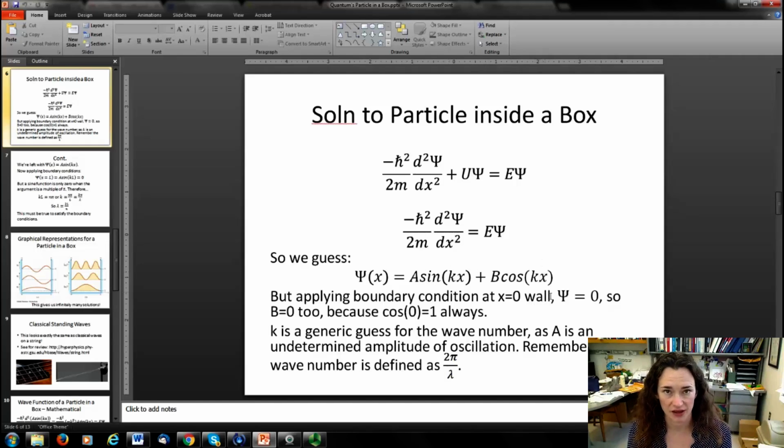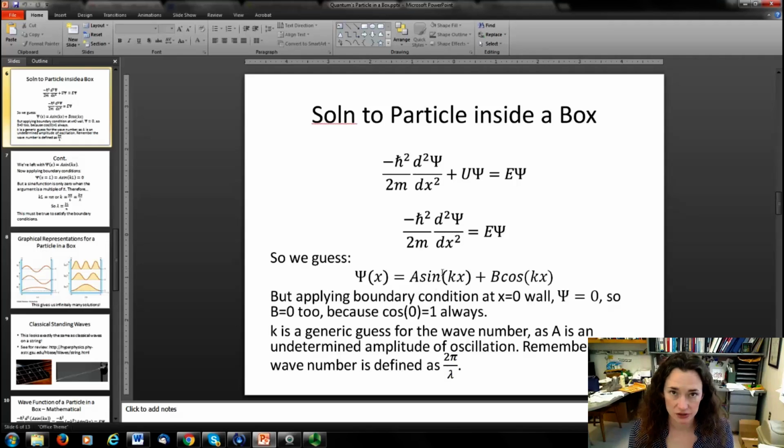Okay, I'm not going to demonstrate that, but I'm going to make my guess that psi of x is going to be a sum of sines and cosines. And I'm going to leave the constants undetermined for now. So I'm going to have a sine kx plus b cosine kx, where k is an undetermined constant and a and b are also undetermined constants.